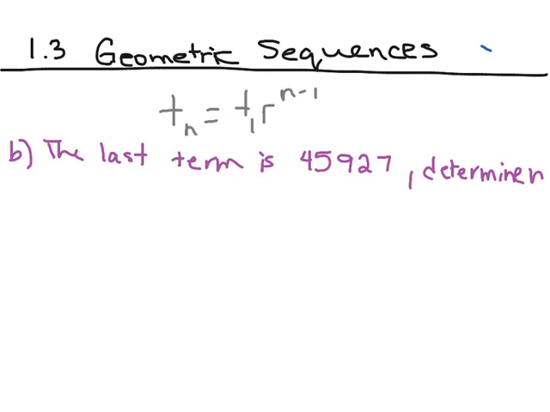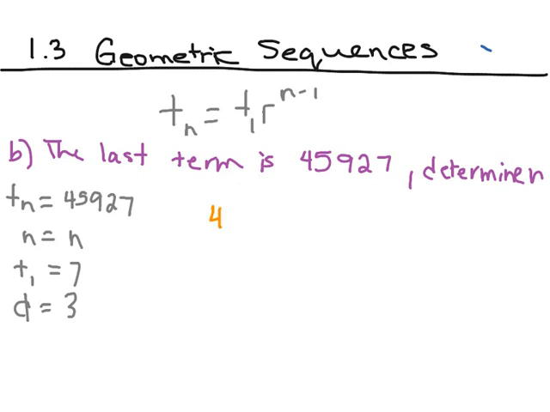So for the same question, the last term in the sequence is 45,927. How many terms are in the sequence? So we know that Tn is equal to 45,927. We don't know n. T1 is 7 from the last question, and our r we found to be 3. Let's just do it with positive 3. So what we're going to do now is solve for n.